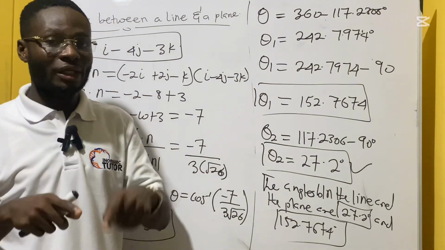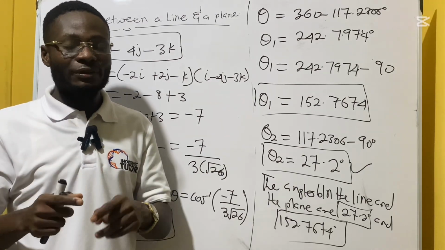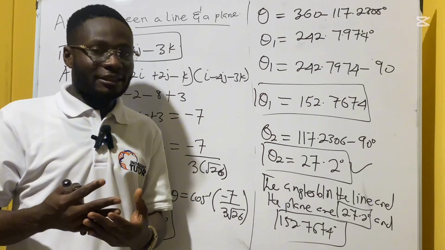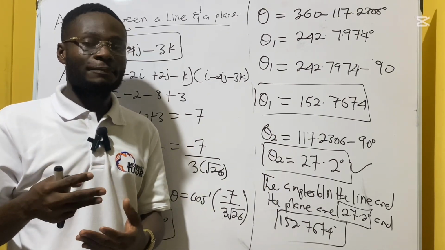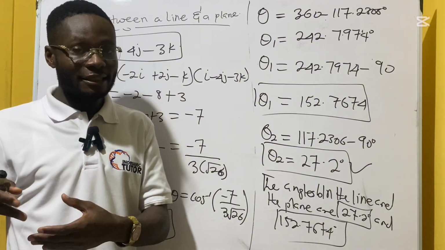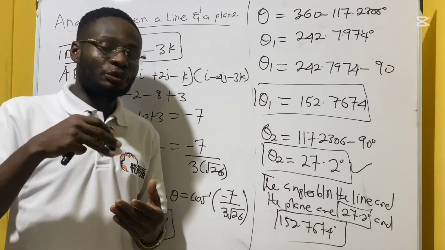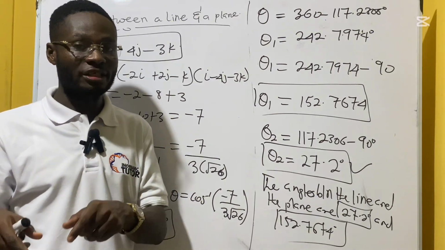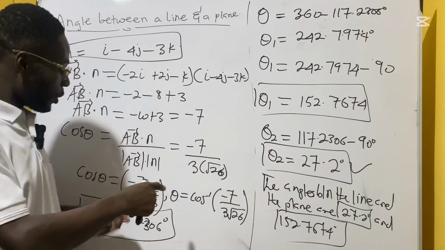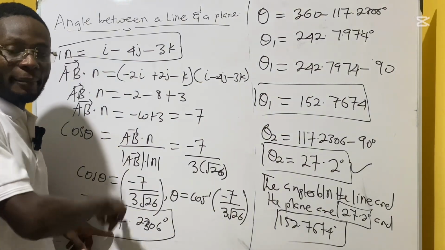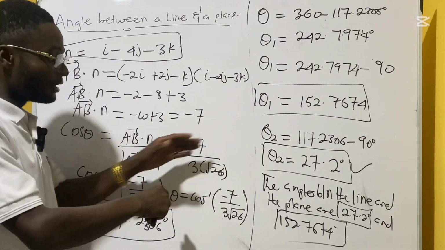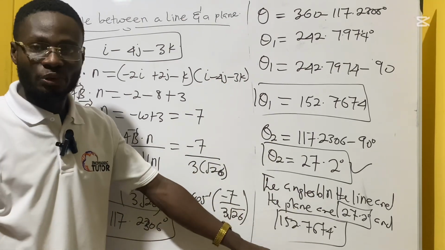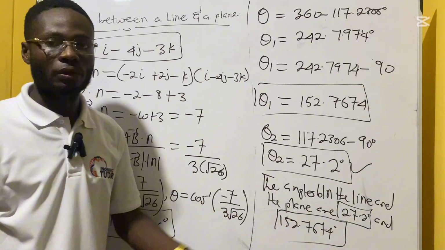If after subtracting you realize that that angle is still greater than 90, then don't forget the condition is, if the angle is greater than 90, then it should be that angle minus 90. Then you have your theta 1. Then your theta 2 will be what you had minus 90, because this is greater than 90. So that is when you have your other angle as well.